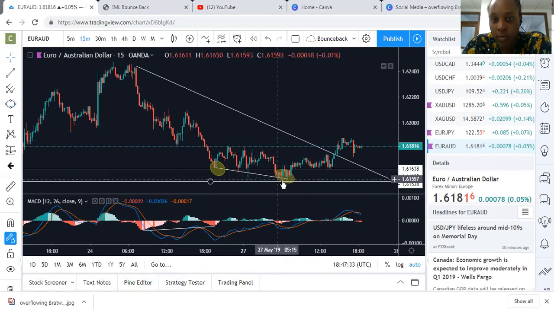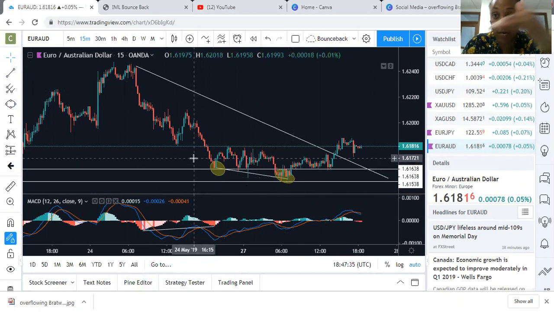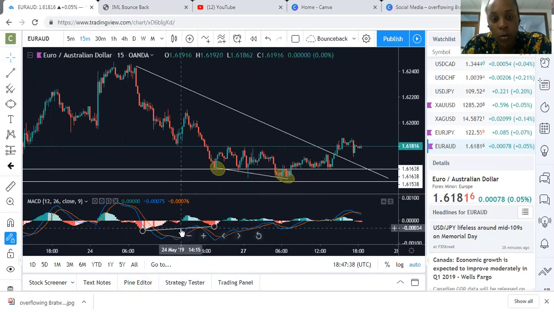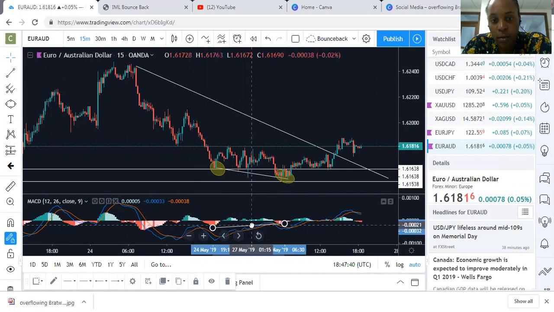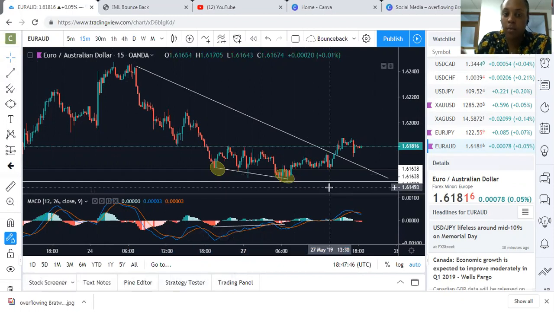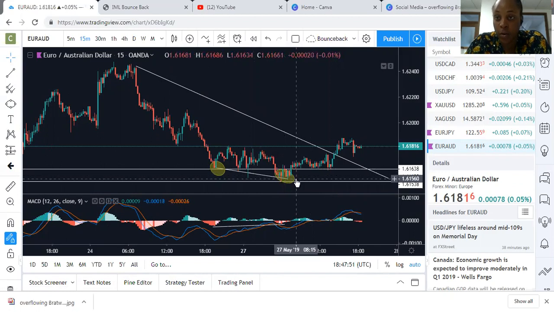You can see the trend line actually coming down. So you see that the lows are still getting lower. Now when you look at the MACD here, you can see that the lows on the MACD are actually getting higher. So we identify divergence here now at support, right? This is your support zone.